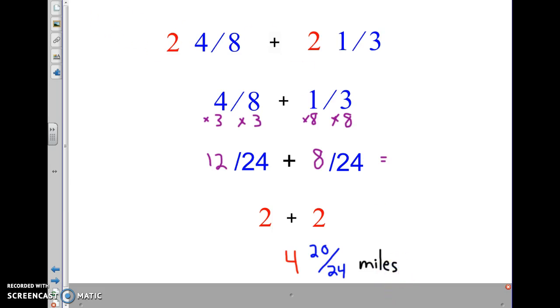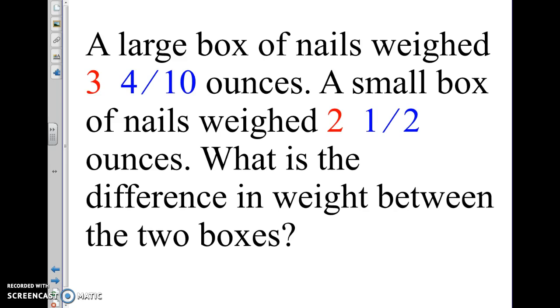Okay. Next one is a large box of nails weighed 3 4/10 ounces. A small box of nails weighed 2 1/2 ounces. What is the difference in weight between the two boxes? I'm going to leave this one up to you. So go ahead and solve for this problem.